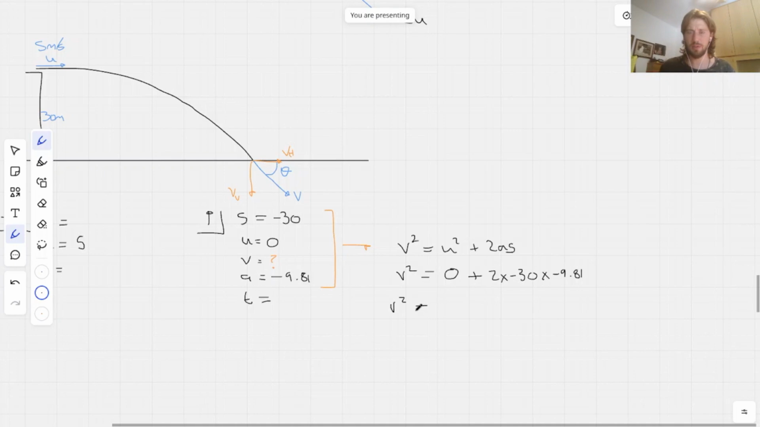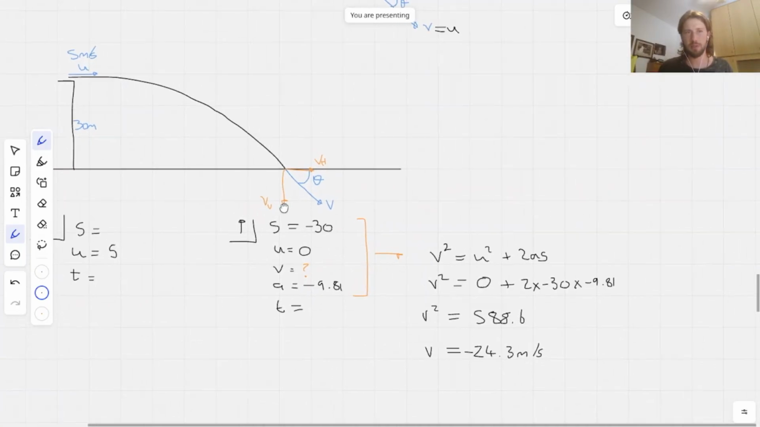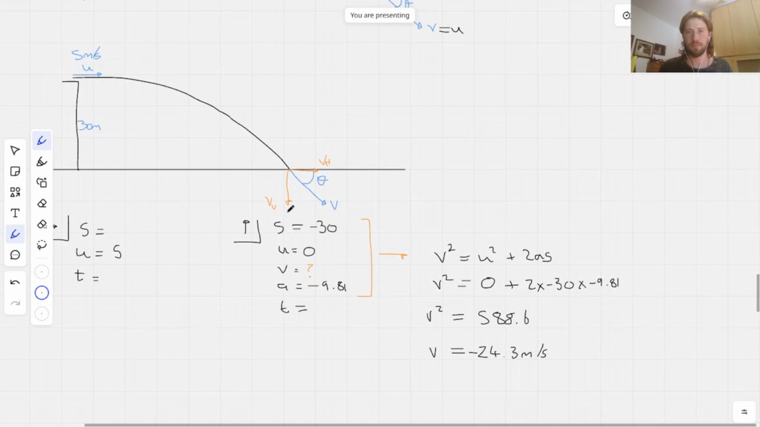So v squared is equal to 588.6. And we take the square root, and v is equal to 24.3 meters per second. Now, I should be careful. It's not actually equal to 24.3 meters per second. It's equal to minus 24.3 meters per second, because look at the diagram. v will be going down. So you can't just blindly trust your SUVAT equations. You need to also keep in mind which direction it's going. So minus 24.3 meters per second because it's going down.